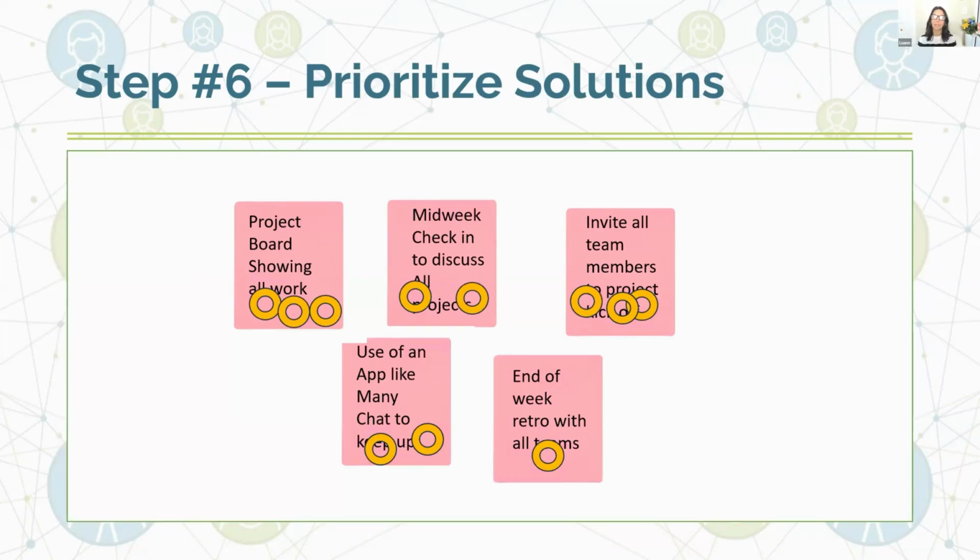And then we're going to prioritize the solutions. Which ones are good ideas? You're going to have some stuff that's not a good idea. One of them might be something like raises or more time off. Okay, those things need to be addressed.